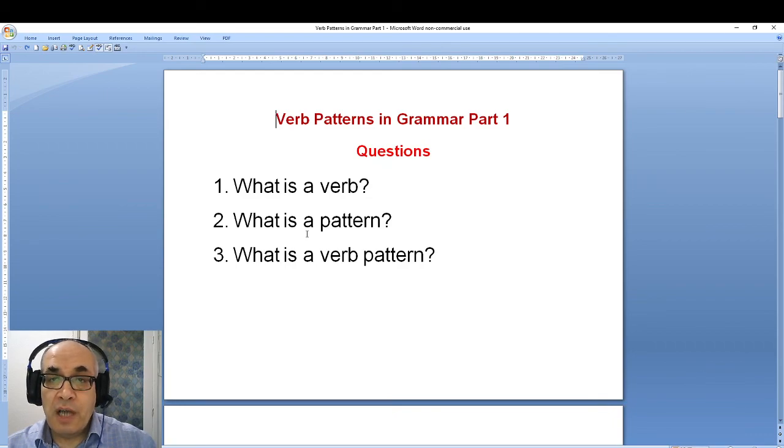In this way you learn how to use verbs in sentences. And as you can see, this is verb patterns in grammar.